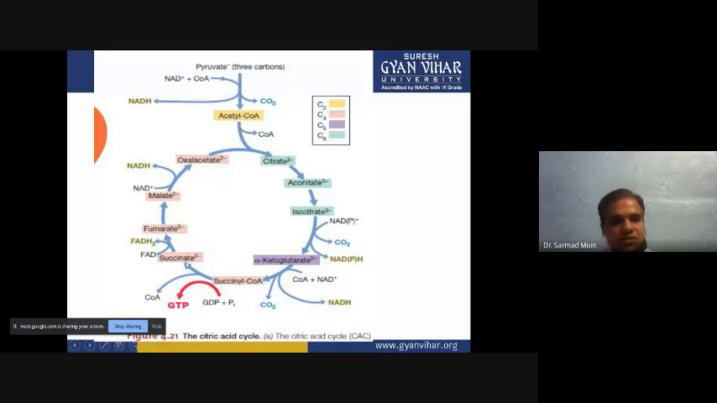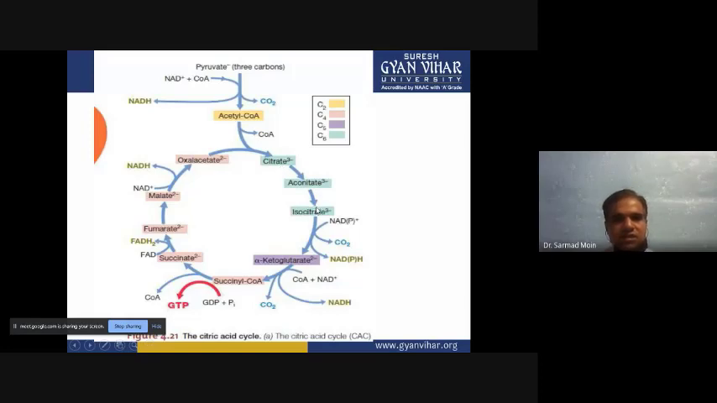Then succinyl coenzyme A may convert into succinate, and this succinate will convert into fumarate. Okay, then fumarate will convert into malate, and malate will convert into oxaloacetate. Then again oxaloacetate will react and produce citrate. So again the cycle will go on like that. And these are all different types of carbon based molecules.